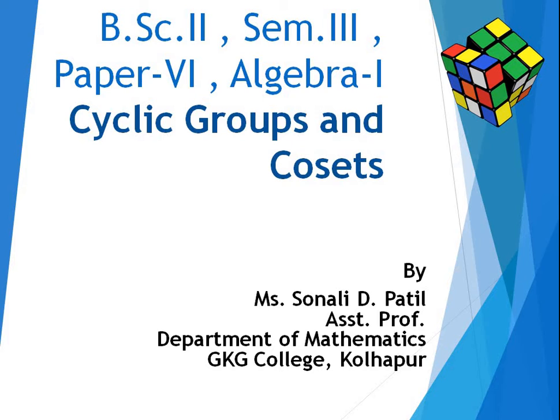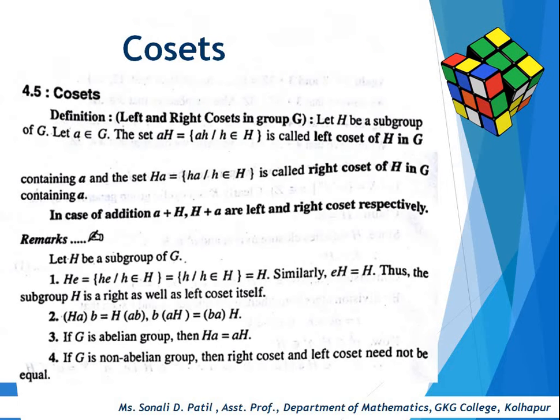This is our second lecture on the topic cyclic groups and cosets from Algebra First, paper number 6 from BSc second year. In the last lecture, we have seen the definition of cyclic groups, properties of cyclic groups, cyclic subgroups, order of an element of a group and some theorems. Now let's start with the next point, cosets.